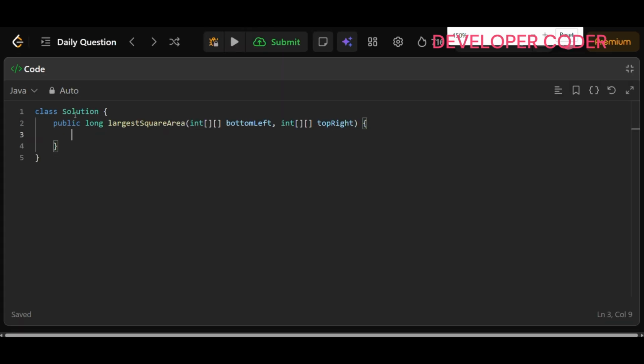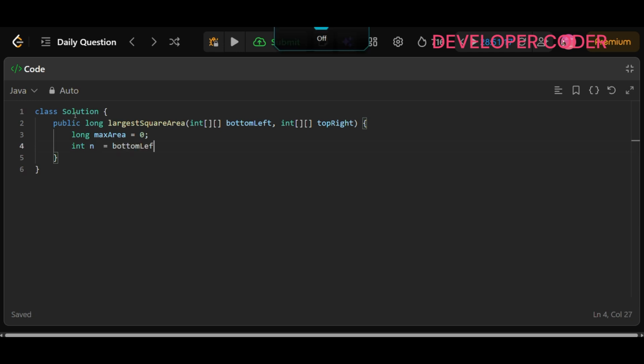So here, what you need to do first: long maxArea, and here you are going to write 0. Here int n is nothing but bottomLeft.length. Then you have to run two nested loops. Int i is equal to 0, i is less than n, i plus plus. And here for different square boxes you need to pick, I'm going to write i plus 1, j is less than n, and j plus plus.